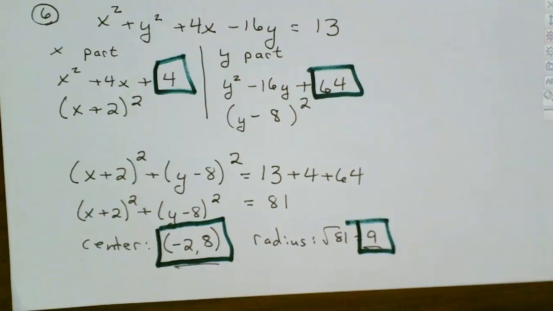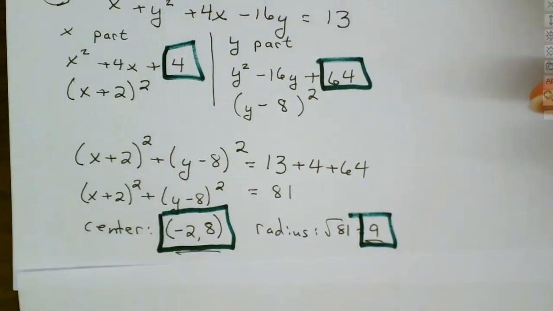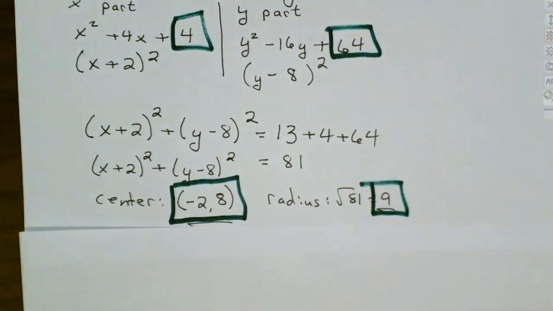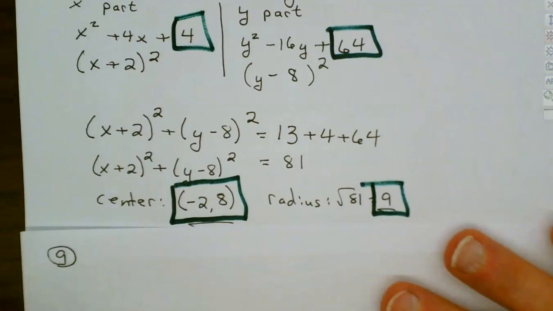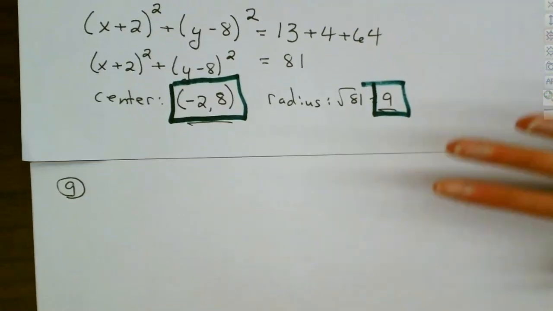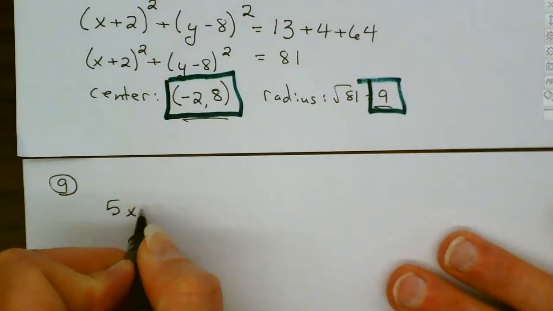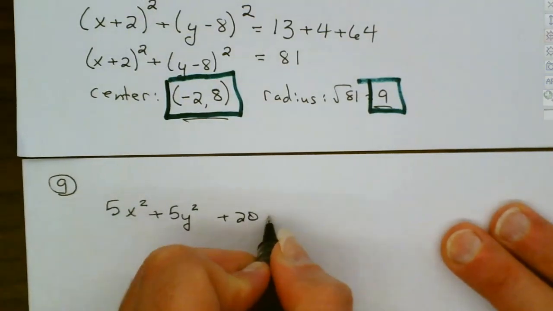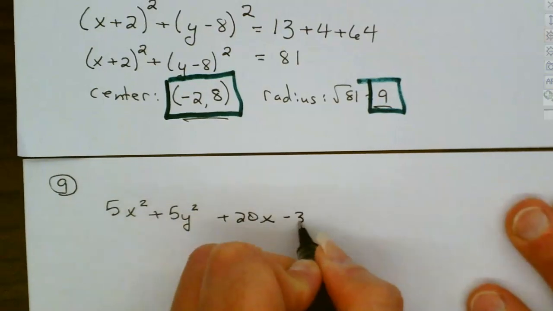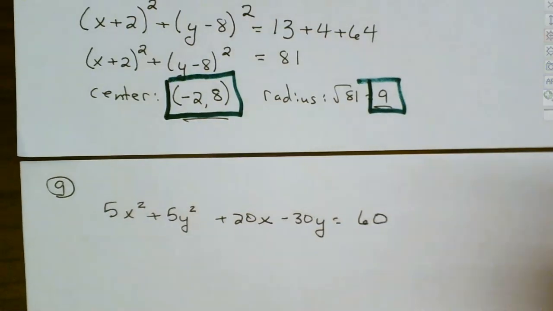Question 9 is the hardest one. Because question 9, we're going to have to divide everything by a 5. And that may or may not induce fractions. I don't know that it will. But for question 9, we're going to have to divide everything by a 5. And I'm going to move that 60 over. So that 60 gets moved over first.